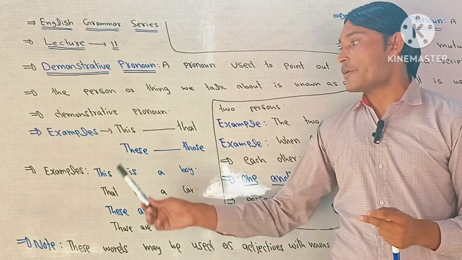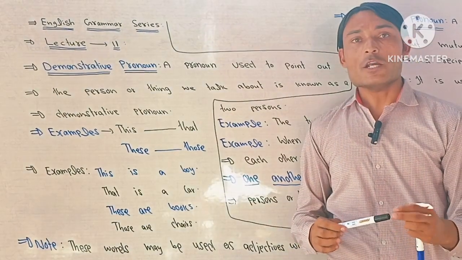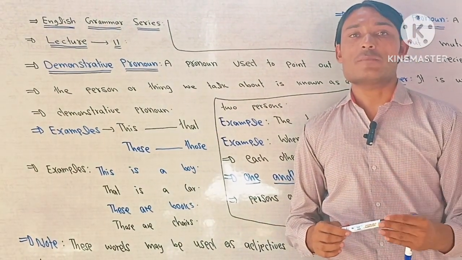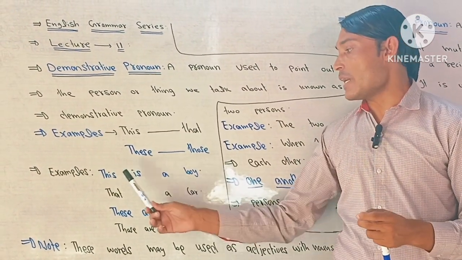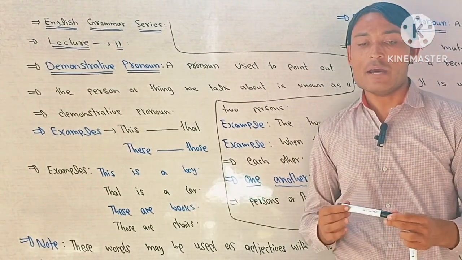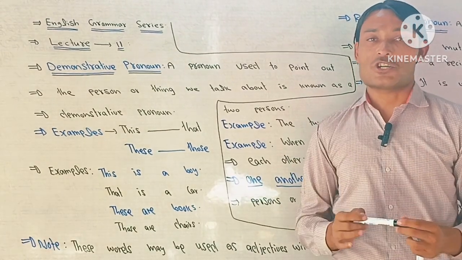Now let's talk about them. This: it is used to point out someone or something that is near the speaker. For example, I say this is a boy. I may also say this is a chair.